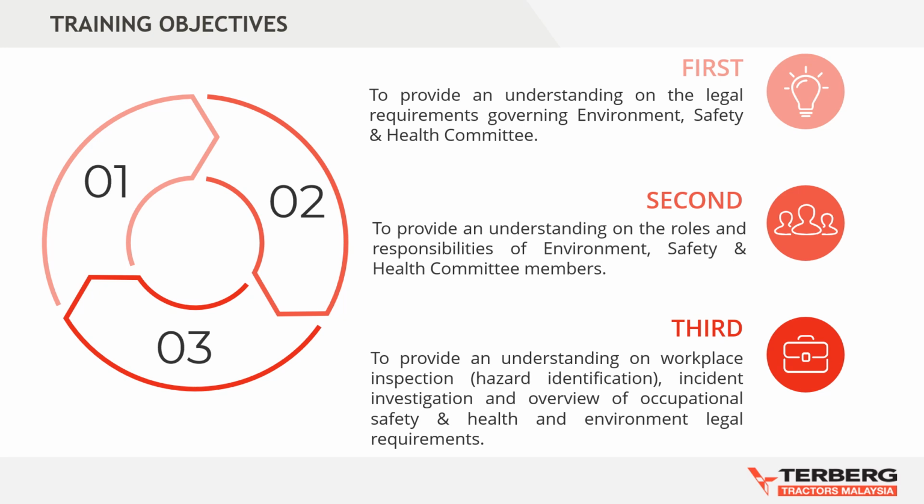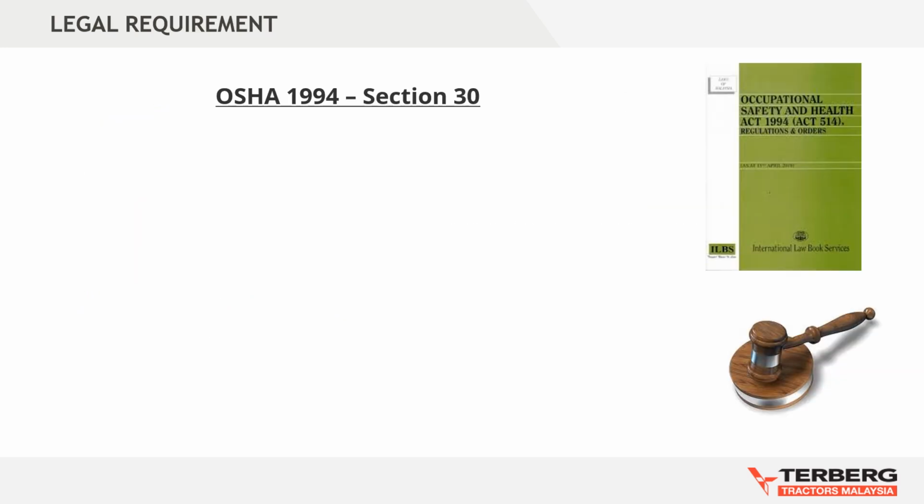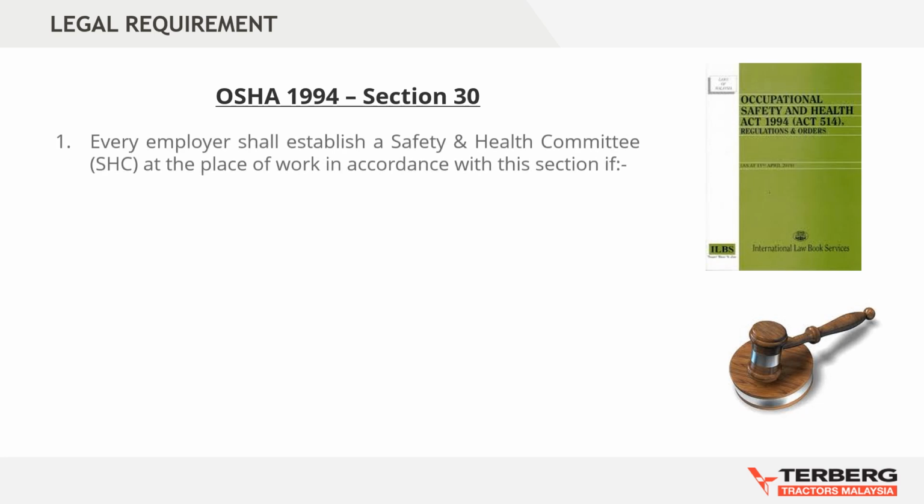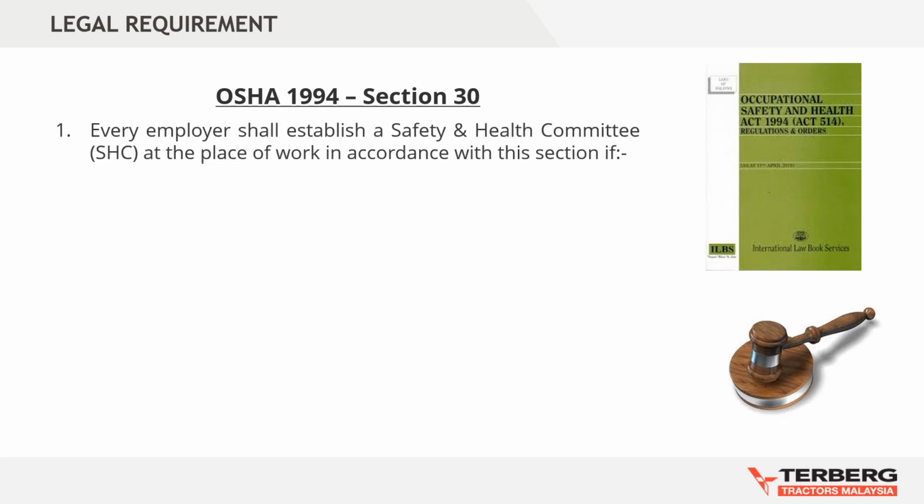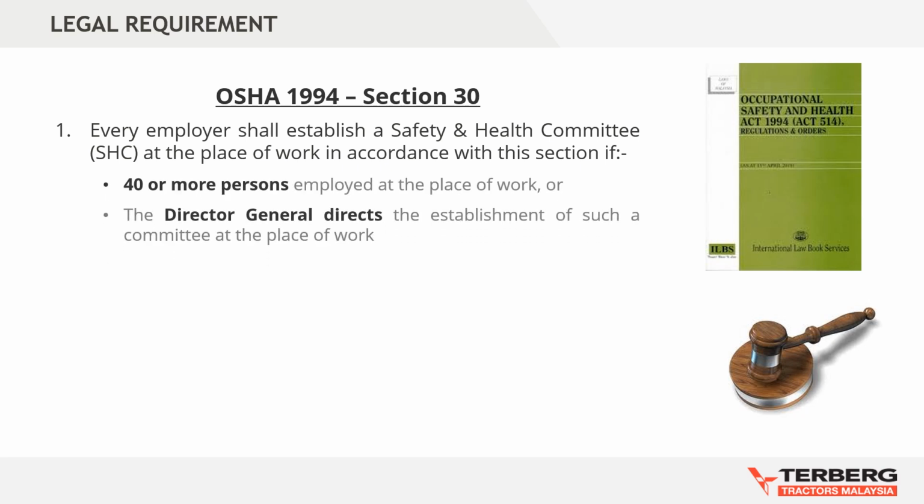Why does an ESH committee need to be formed in a company or organization? The Occupational Safety and Health Act 1994, Part 7, Section 31, states that every employer shall establish a Safety and Health Committee, SHC, at the place of work under this section, if 40 or more persons are employed at the place of work, or the Director General directs the establishment of such a committee at the place of work.